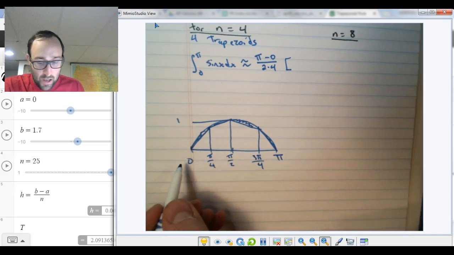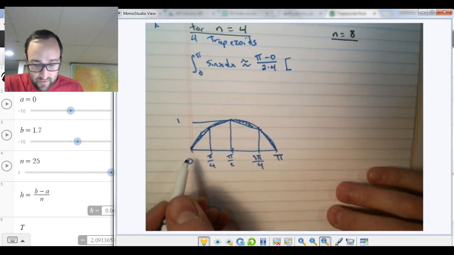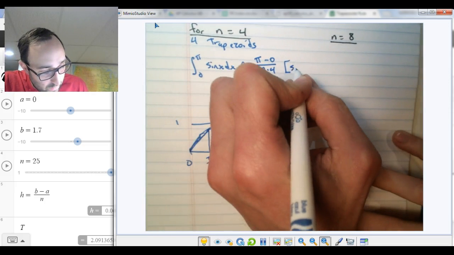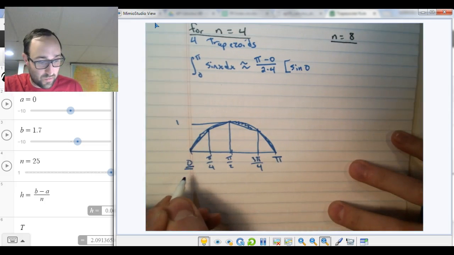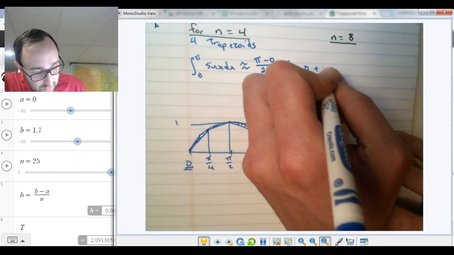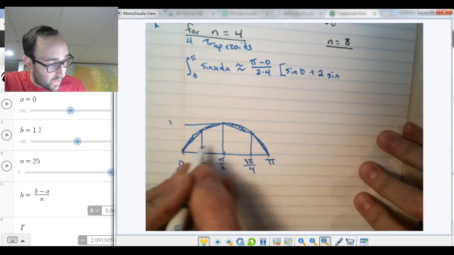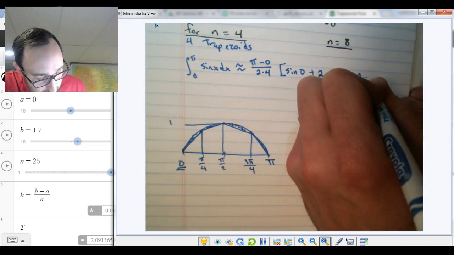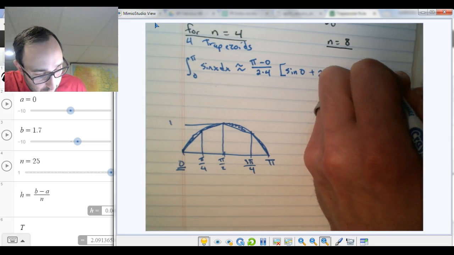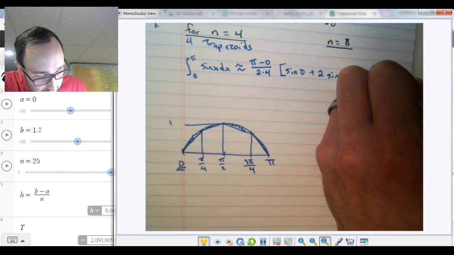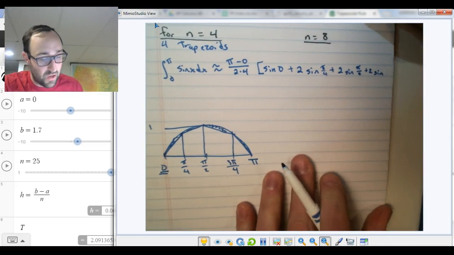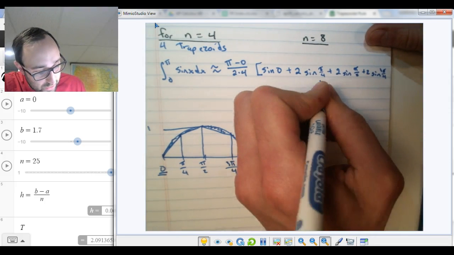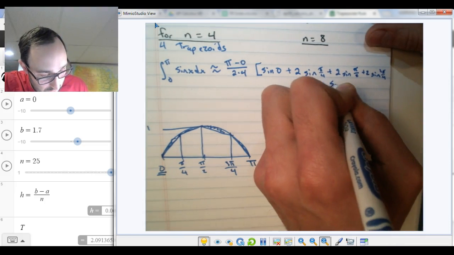Okay, so I will say that my first spot is going to be f, or sine, of 0, plus I have to do 2 sine of pi over 4, plus 2 sine of pi over 2, plus 2 sine of 3 pi over 4, and then I got to do plus 1 sine of pi.